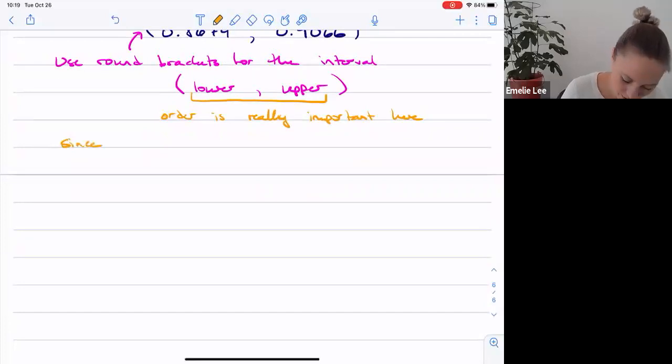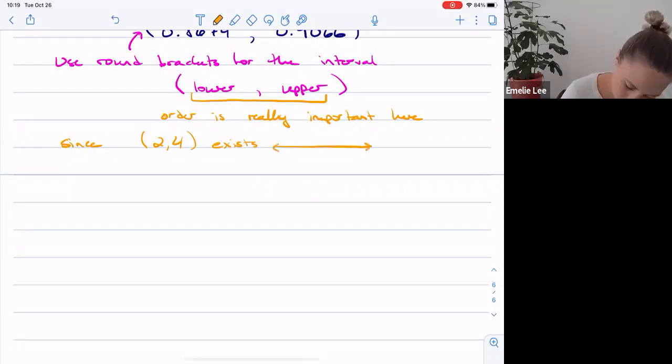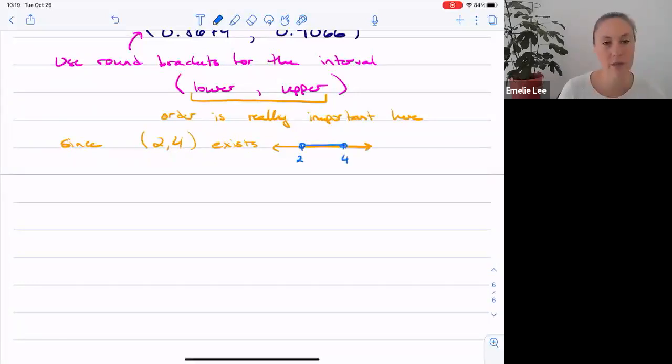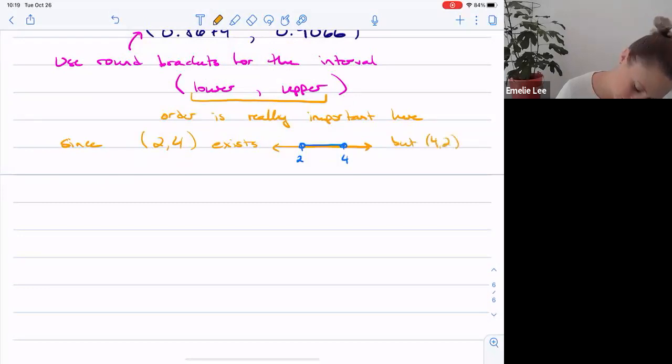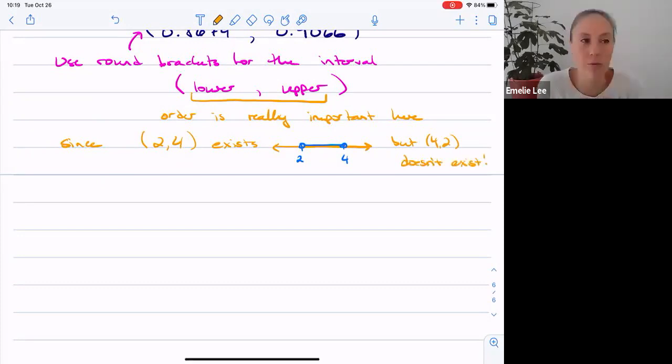For example, 2 to 4 exists, and on a number line, it looks like this. Between 2 to 4, with open dots, but we'll focus on that. But 4 to 2 doesn't exist. So you want to be really careful that you put it lower to upper.